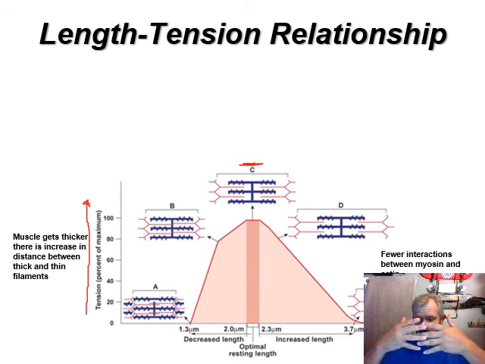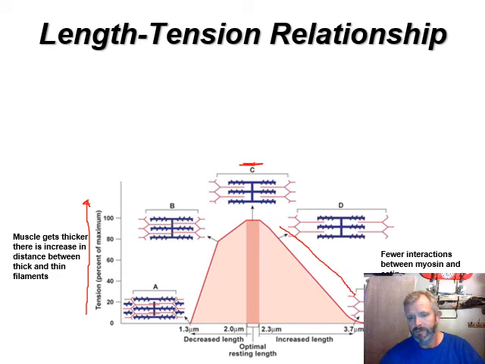We have the optimum amount of interaction, ability to interact between actin and myosin here, and we're going to get the greatest force. When I go to stretch the muscle as we're going in this direction here, you can see there is less ability of myosin and actin to interact, and therefore the force starts to decrease as I further increase the stretch on the sarcomere.